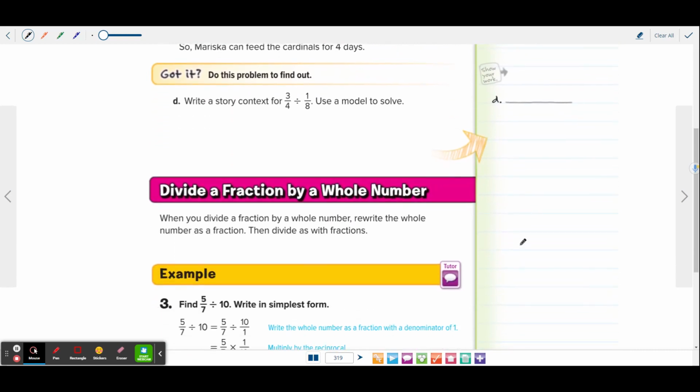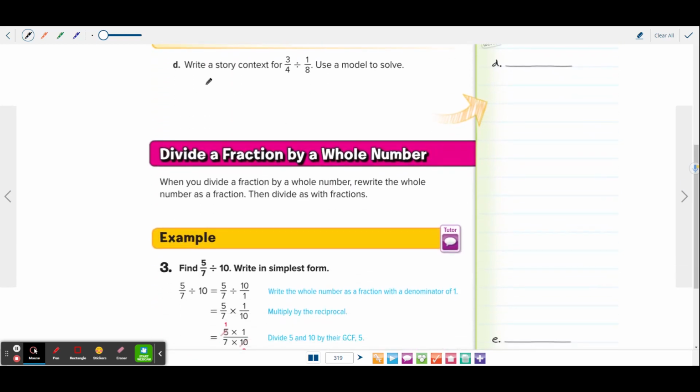So let's go down here and look at this one. Write a story context for 3/4 divided by 1/8 and use a model to solve. Let's just solve it. Okay. So 3/4, keep, change the sign, flip. 1/8 would be 8 over 1. We can simplify. 8 and 4 can both be divided by 4. 8 divided by 4 is 2. So we have 6 over 1. The answer is 6 for D.